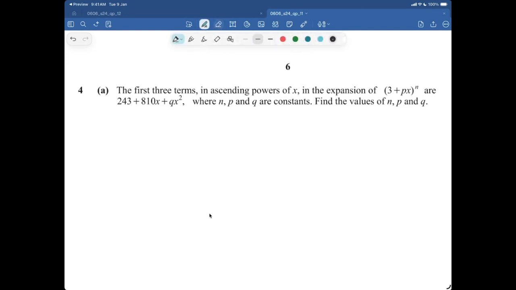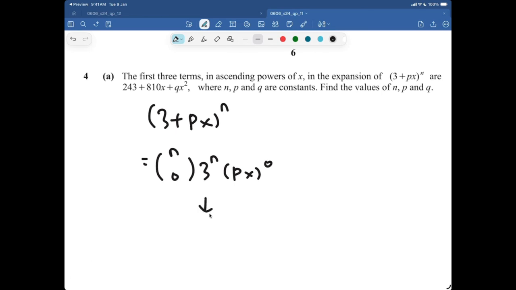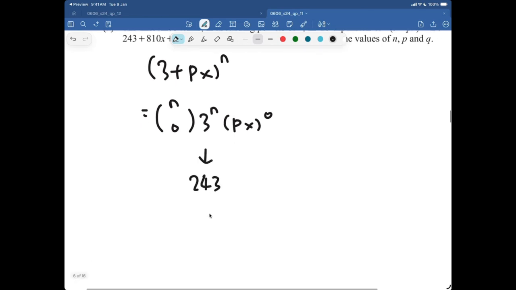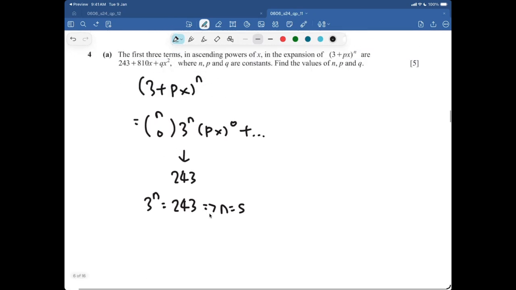Well, first of all, you could easily tell that n is 5 because the first term of the expansion is nC0, 3 to the n, px to the 0, which is equal to 243. And so 3 to the n is equal to 243, which gives us n equals 5. Okay, now we can focus on the other terms.